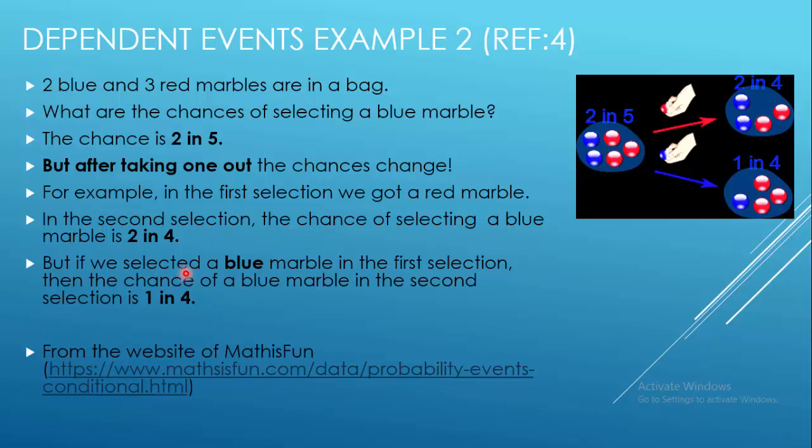But if we selected a blue marble in the first selection, then the chance of a blue marble in the second selection is 1 in 4. Here you can see that again the total number of marbles is 4, reduced from 5. But since you selected a blue marble in the first draw, in the second draw the chance of getting a blue marble is 1 by 4, because only one blue marble is left in the bag.